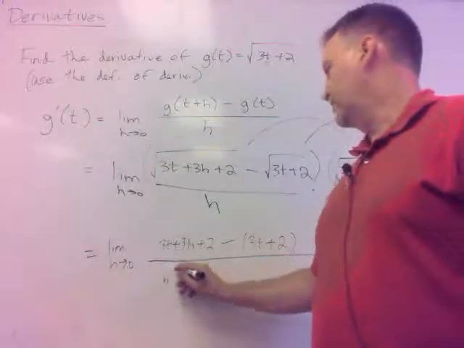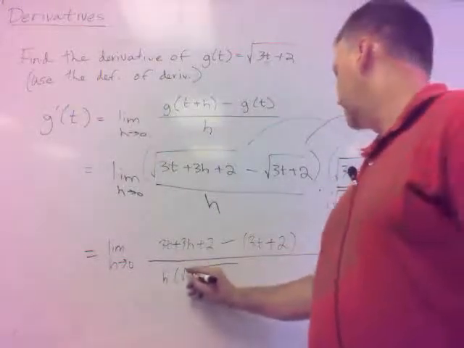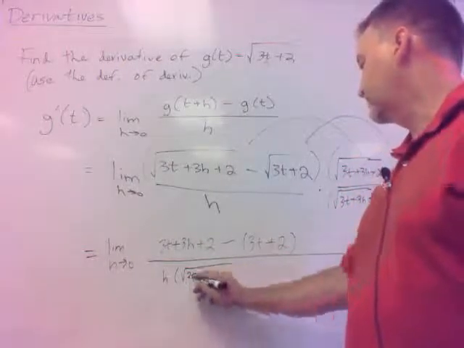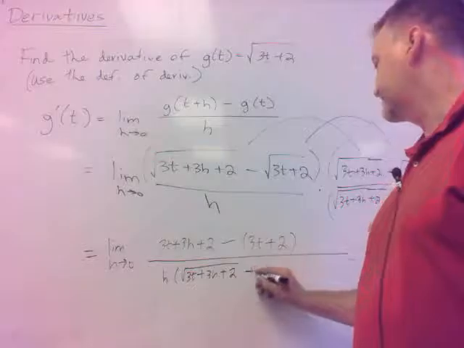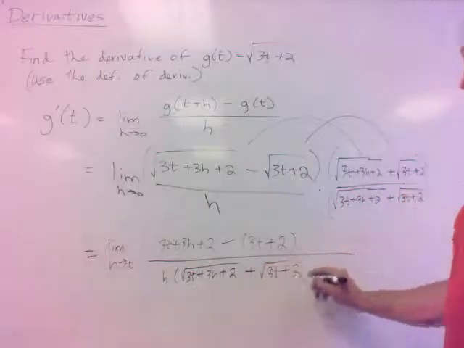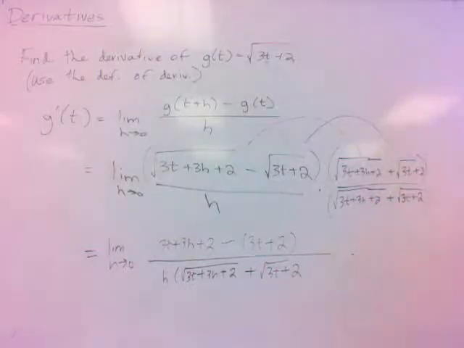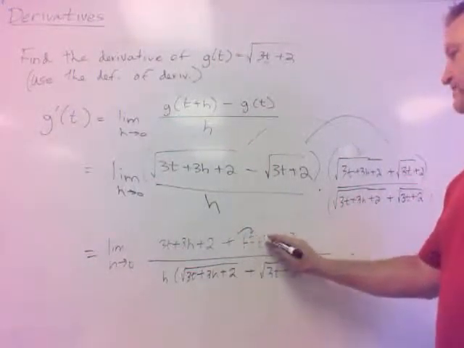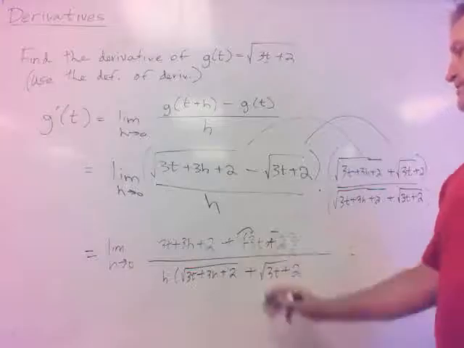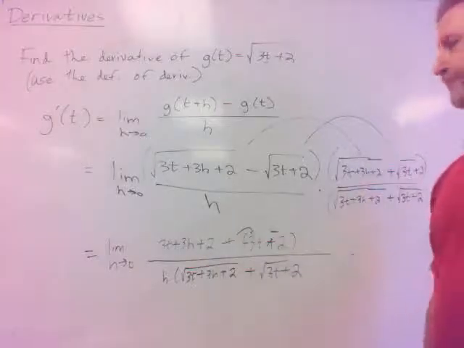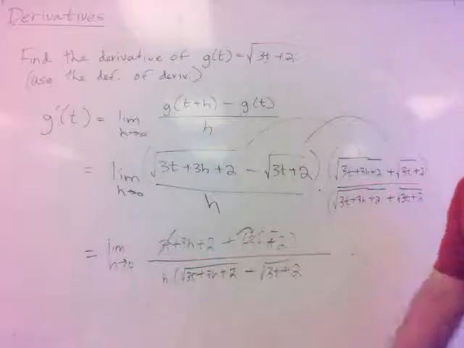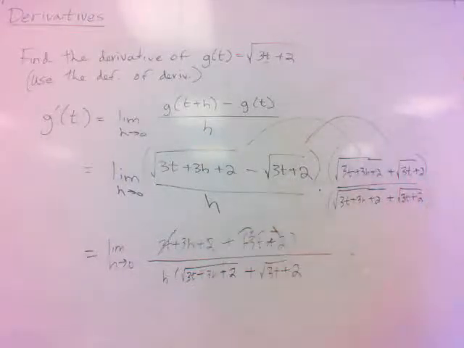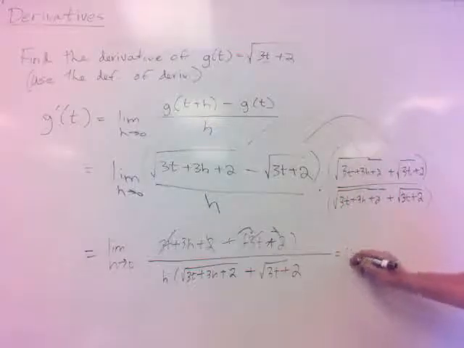Then what about the bottom? Well, the bottom, we're just going to leave it as it is, not going to multiply it out. So it'll be h times the quantity square root of 3t plus 3h plus 2 plus square root of 3t plus 2. On top, this is going to become a minus, and this is going to become a minus. So I have minus 3t and minus 2. That'll cancel the 3t's and the 2's out. So all that I have on top is 3h.